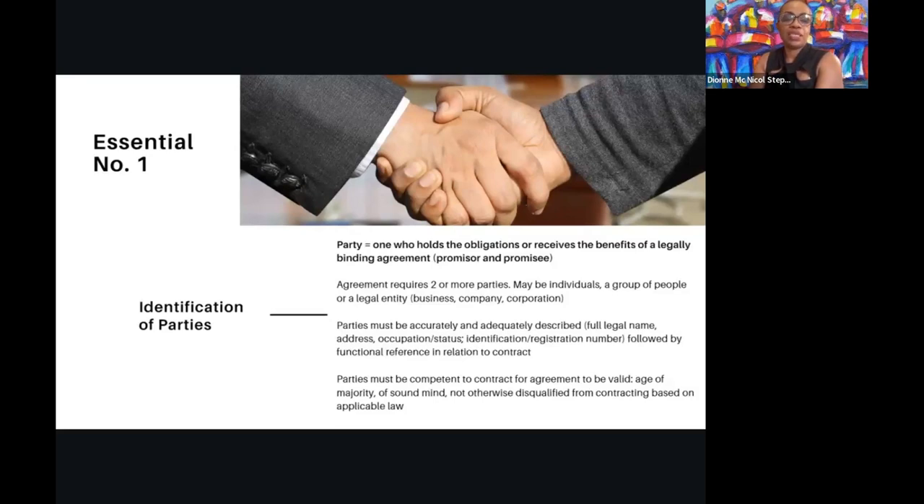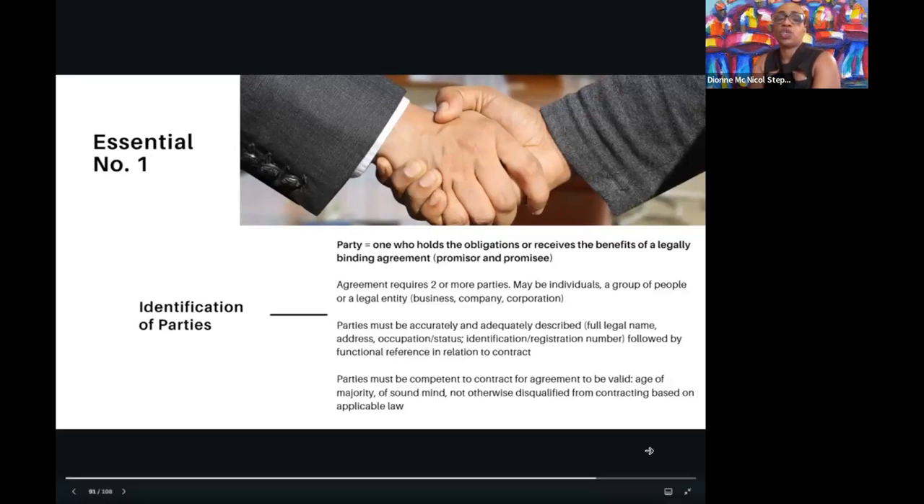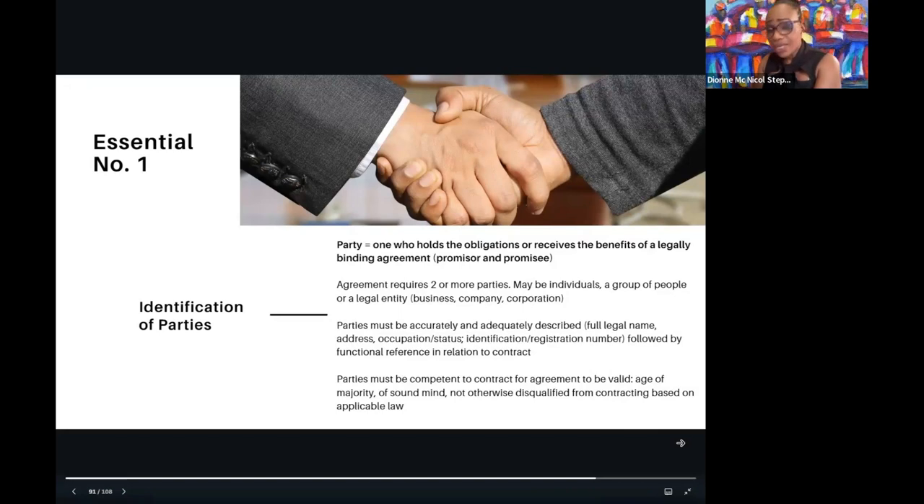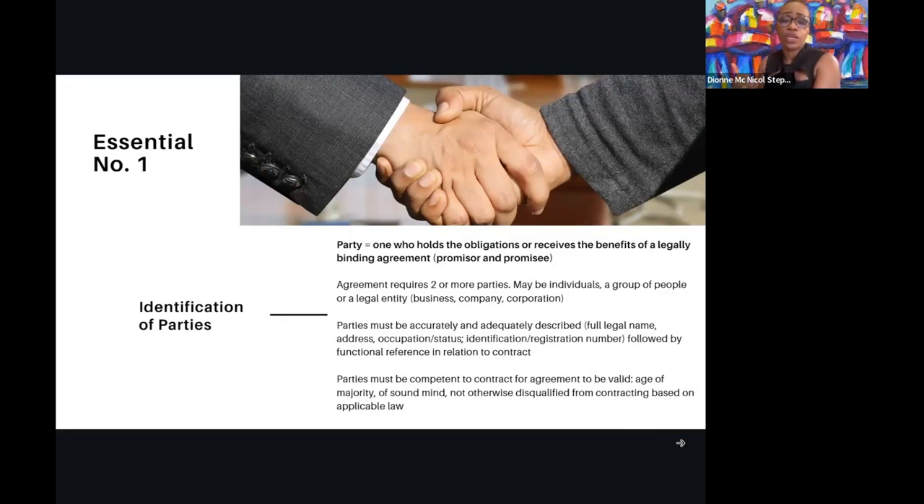So you want to be able to identify your parties based on what they're doing. So any third party, any neutral party, any person foreign to the agreement that may have to read it, or you yourself, if you have to remind yourself what's going on in the contract, there's clarity, right? That's the whole purpose of putting the contract in writing. You want to arrive at ultimate clarity.